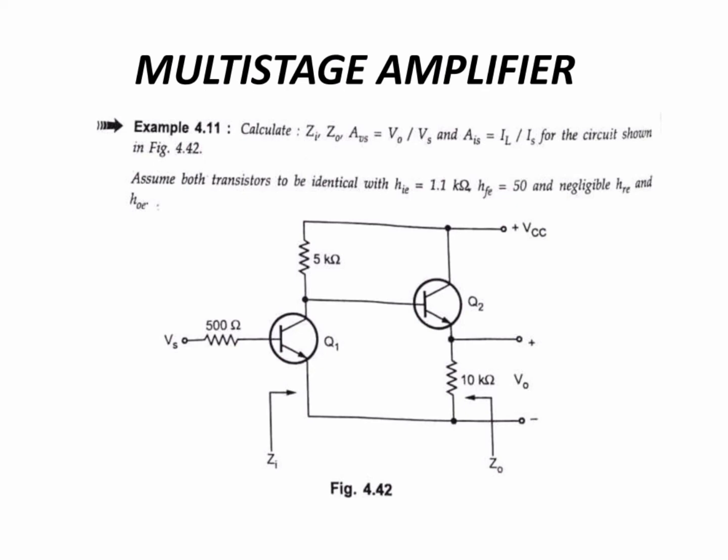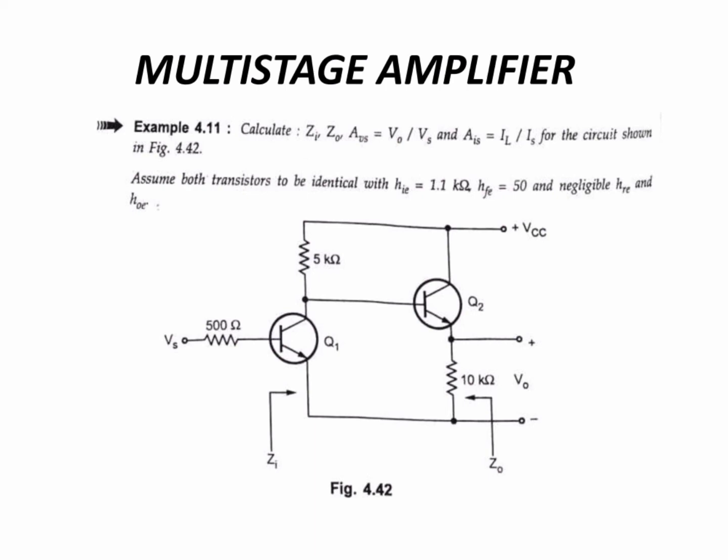Okay, so this is also very easy to calculate. Here also I am going to discuss only one type of configuration. If you understand this clearly, you can find out any number of calculations for any configurations very easily. Here the given question asks us to find the input impedance ZI, the output impedance, and the overall voltage gain and overall current gain for the given circuit.